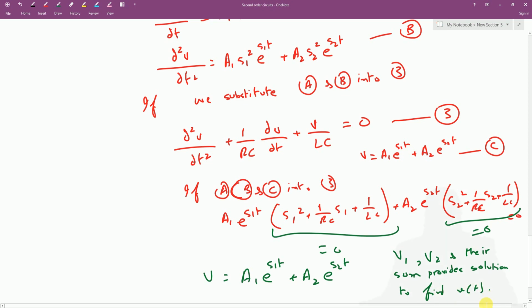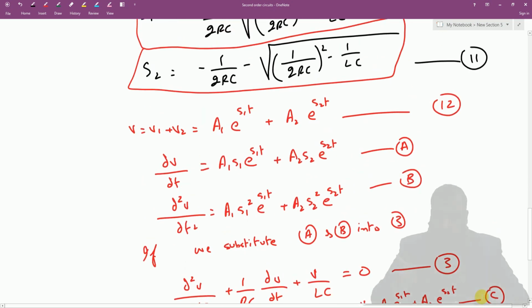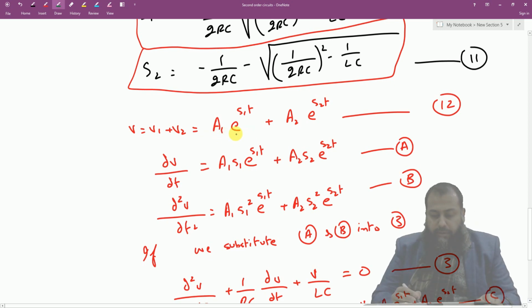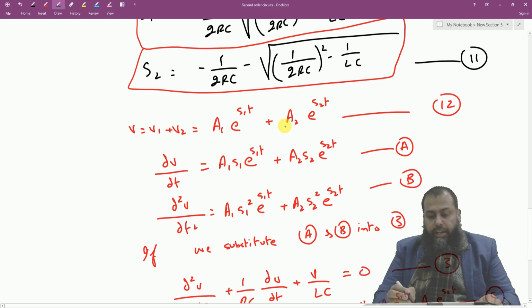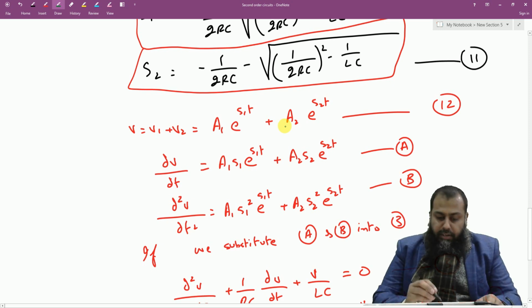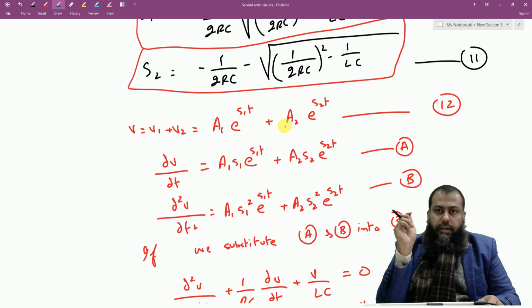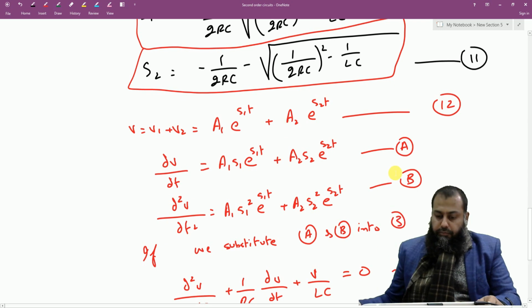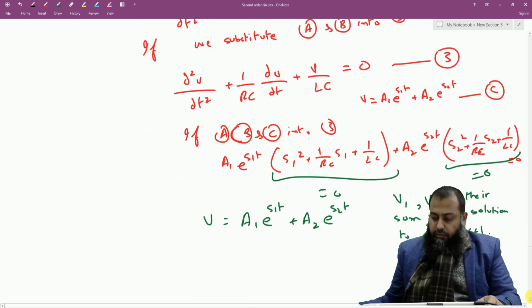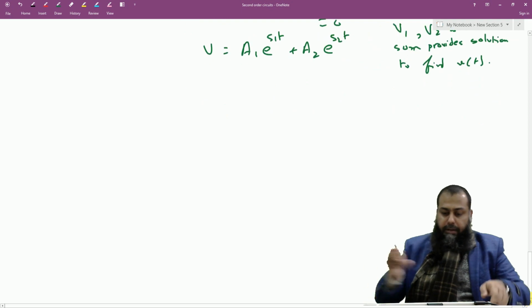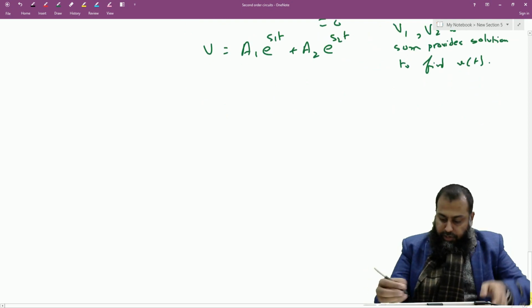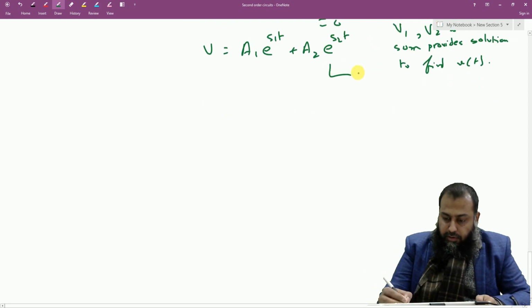So let us move back to this particular equation. We were here that a1 e to the power s1t plus a2 e to the power s2t provides us the solution of the voltage across the terminals of a parallel connected RLC branch in case of a natural response. So we can revert back to start from that particular equation. This was equation number 12.